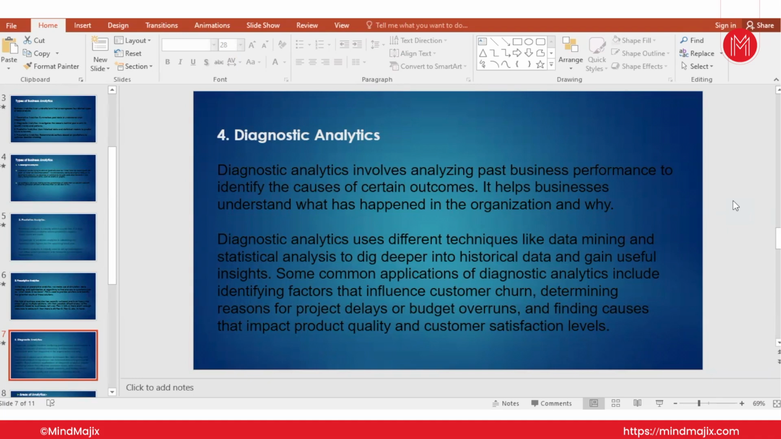Some common applications of diagnostic analytics include identifying factors that influence customer churn, determining reasons for project delays or budget overruns, and finding causes that impact product quality and consumer satisfaction. By this, we can identify the issues or causes of why performance is going that way. After that, we'll rectify it and find some solution.